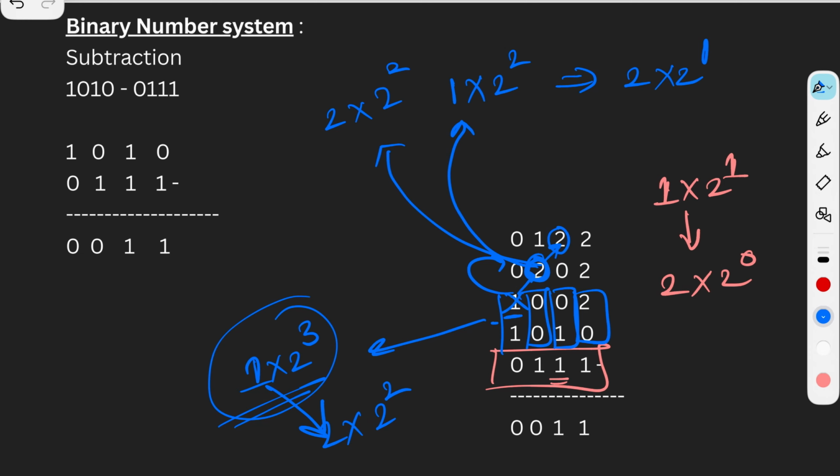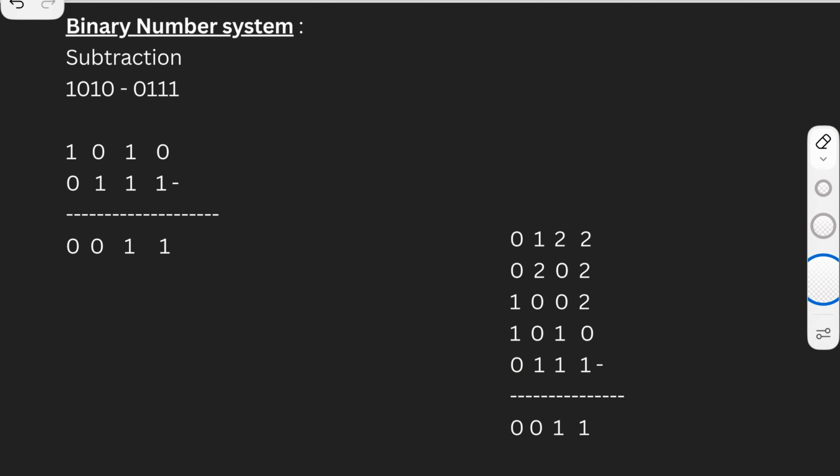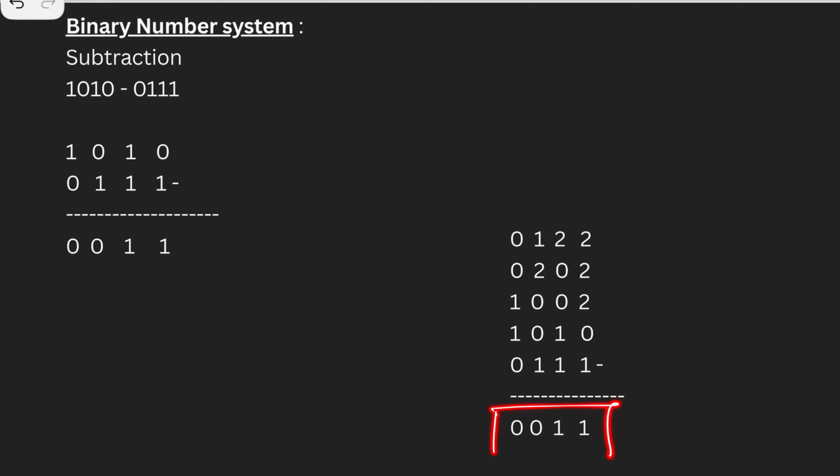So now we have 2 here. Because we are taking 1 from the second position, we will have 1 remaining. So 2 minus 1 is going to be 1. So now you have 2 here, you have 1 here, and you have 0 here. Now 2 minus 1 is going to be 1. This 1 minus 1 is going to be 0. And this 0 minus 0 is going to be 0. After doing this subtraction, now we have the final solution with us.